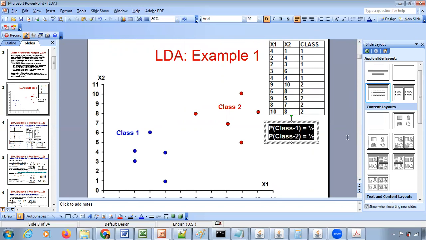We will need something like this in our math later with LDA. The probability of class 1 is the number of records with class 1 divided by the total number of records. That will be 5 over 10 here, so that's 1 over 2. Similarly, there are 5 records with class 2 out of 10, so that will again be 5 over 10, and that's 1/2.